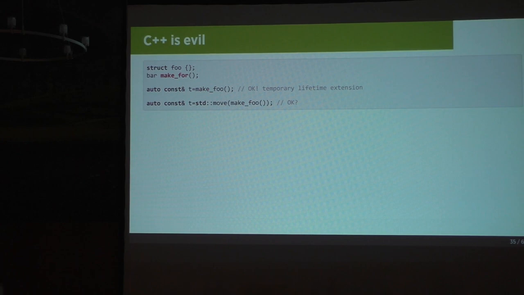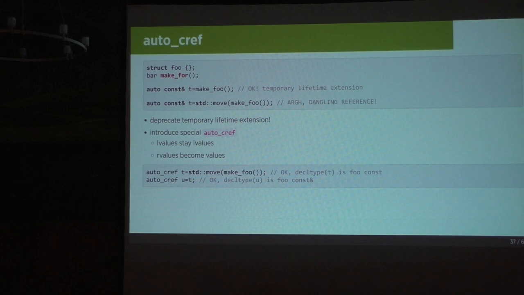std::min and std::max, they are both broken. Why are they broken? Because they take things by const ref and pass it out by const ref. They take a T const ref, T const ref, and return a T const ref. Now, if you pass in an R value, you suddenly turned an R value into an L value reference. You lost the information in your type system that this is an ephemeral value, that this will go out of scope. That's evil. So here we have a dangling reference. And I would say, let's deprecate these temporary lifetime extensions.